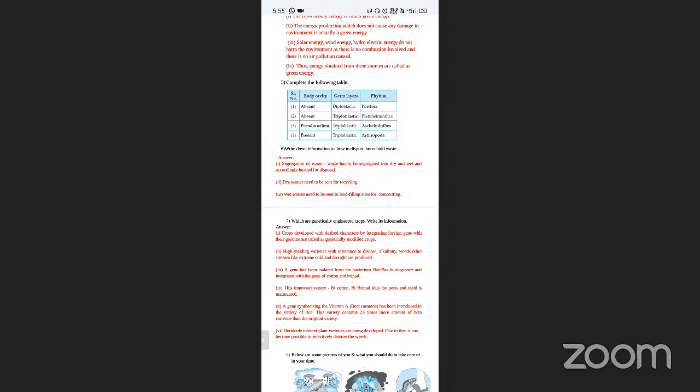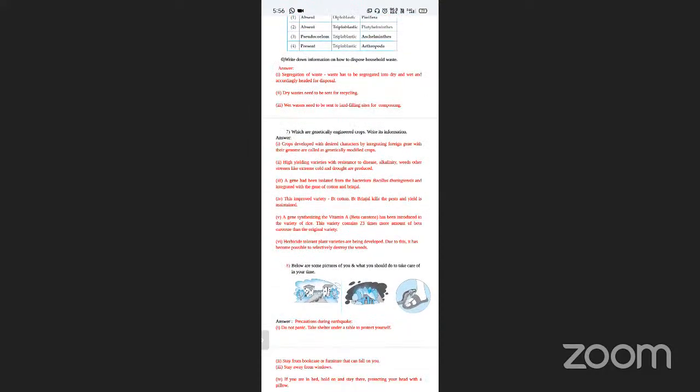The very first important thing you are supposed to do is segregation of waste, meaning separation of waste into two categories, dry waste and wet waste, so that they can be sent for disposal. Second point, dry waste needs to be sent for recycling. Whatever is dry waste, you can send it for the recycling process. Whereas the third point, wet waste needs to be sent to landfilling sites for composting. The wet waste can be sent to landfilling sites where it can be used for composting. In this way you can write the sixth answer.